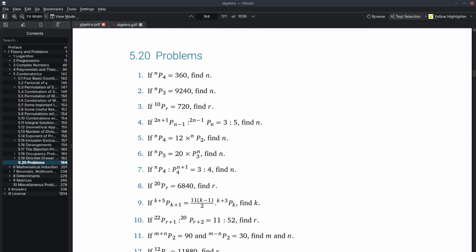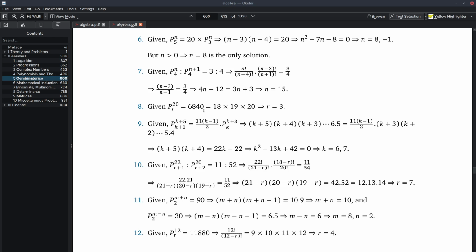Question 8 says that if 20PR is equal to 6840, find r. So we can write 6840 as 18 into 19 into 20. So this gives us r is equal to 3.